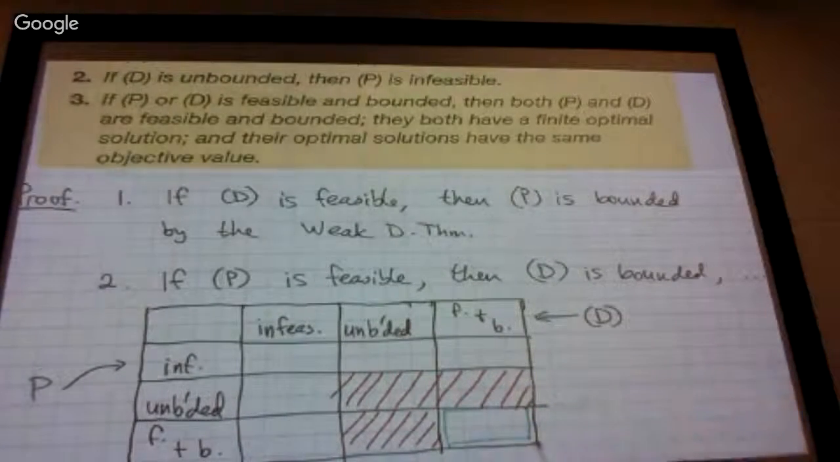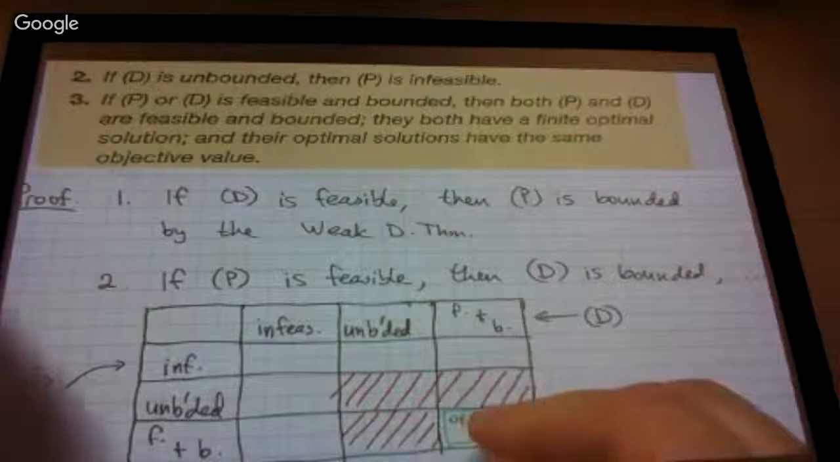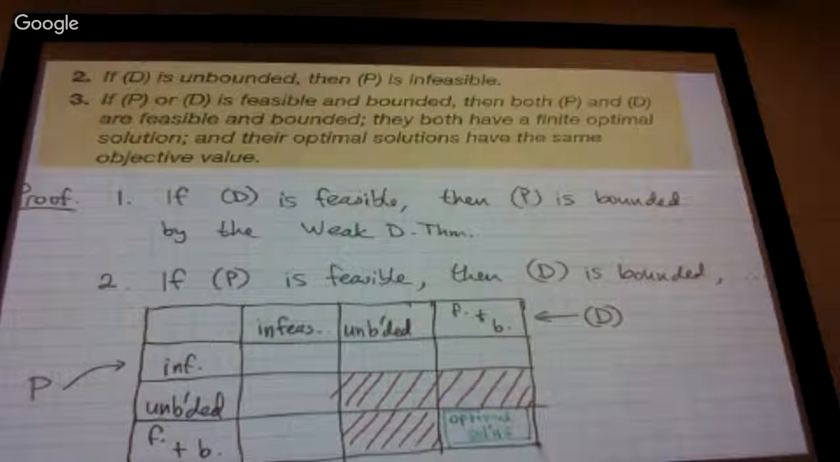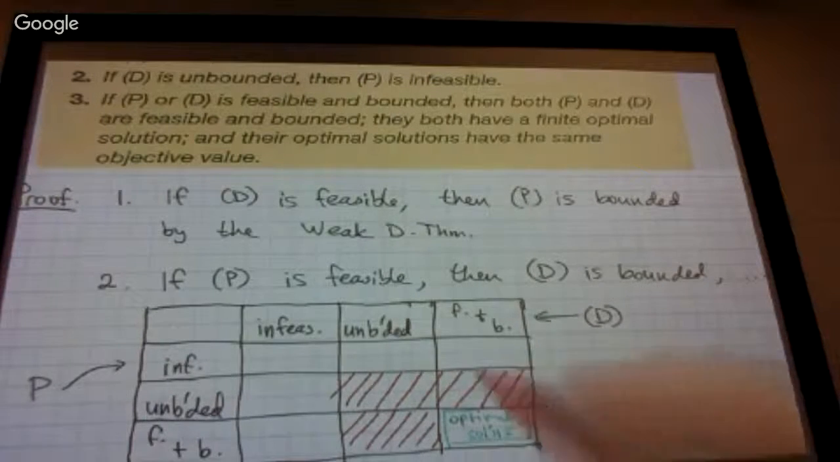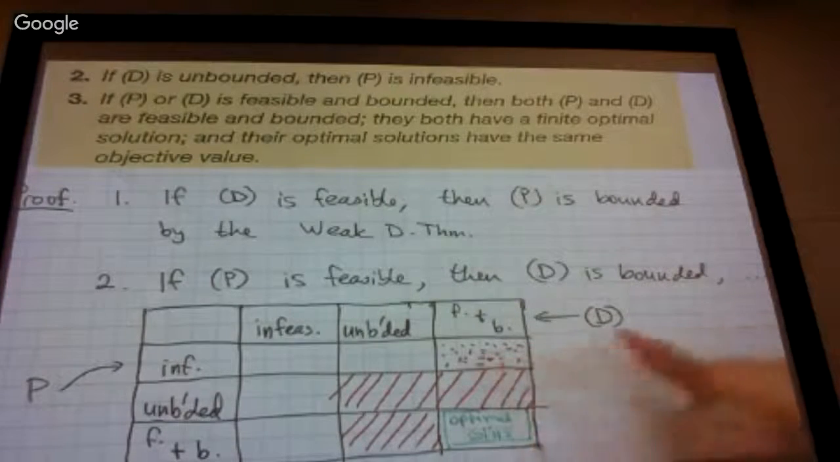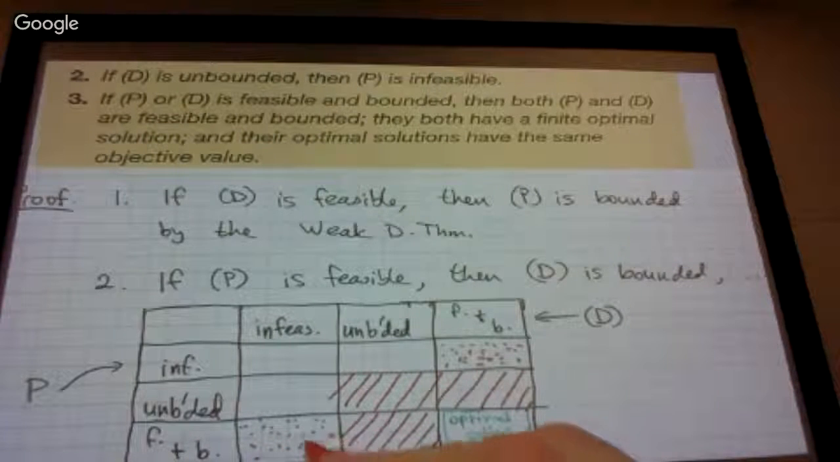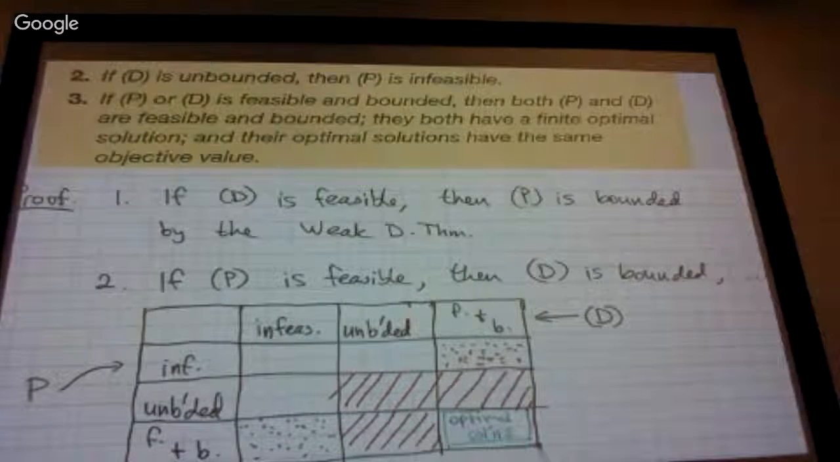That's kind of the ideal case. This is when we have optimal solutions. Both exist. We need to prove that point 3 is saying that this cannot happen, and this cannot happen. How about the remaining 3 boxes? Can they happen? What do you think?